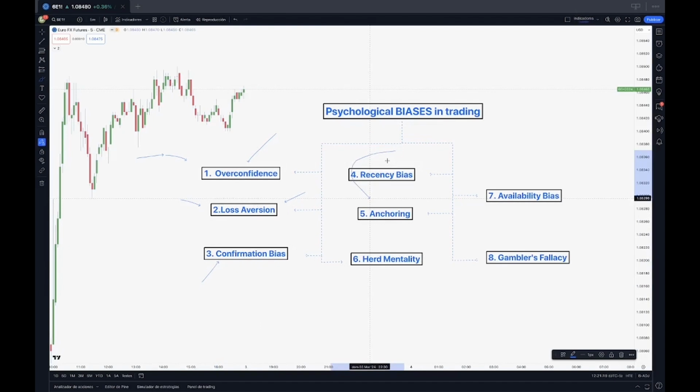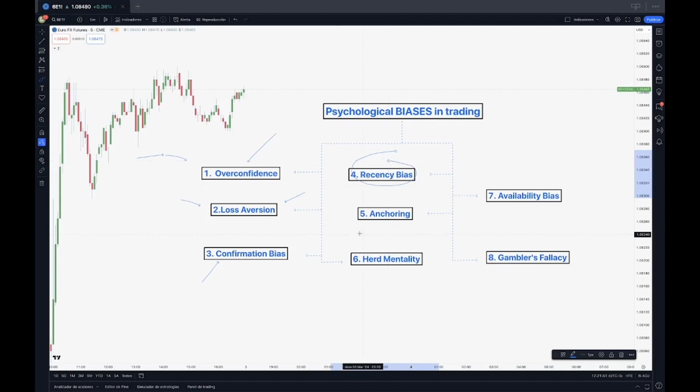What does that mean? Traders give more weight to recent events or price movements, overlooking long-term trends or historical data. This happens a lot to scalpers, for example, or intraday traders, and well, there is that bias. If you struggle with that, always remember that higher time frames are the key of the movement, okay?